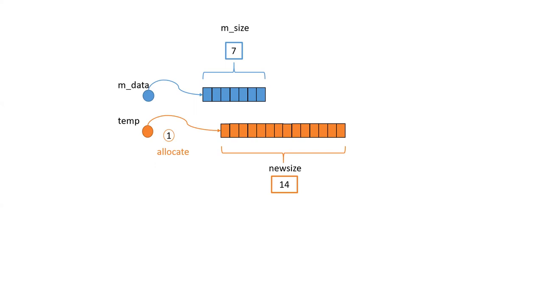I have to first have a temporary pointer of the same type. So whatever mData is pointing to, I'm going to create a temporary pointer of the same type and allocate the new size that I want, either bigger or smaller, I don't care. I want to resize it. So I'll do it like that. Then I'm going to copy everything from the old one into the new one. I don't want to lose the data. I don't want to just delete it. I need that data.